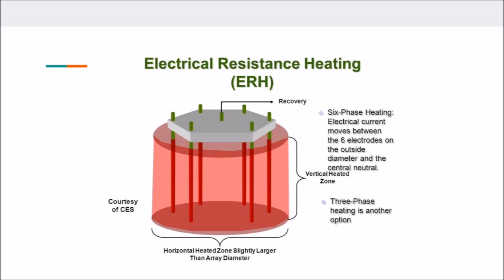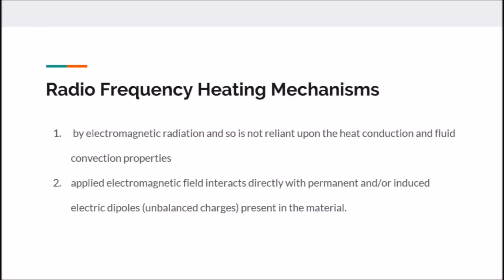The next process is radio frequency heating. Radio frequency heating is a process when radio frequencies alternate in an electric field, thus creating radiation heat. The two main mechanisms are the electromagnetic radiation and the applied electromagnetic field. Radio frequency heating depends on the electromagnetic radiation and not so much upon the heat conduction and fluid convection properties.